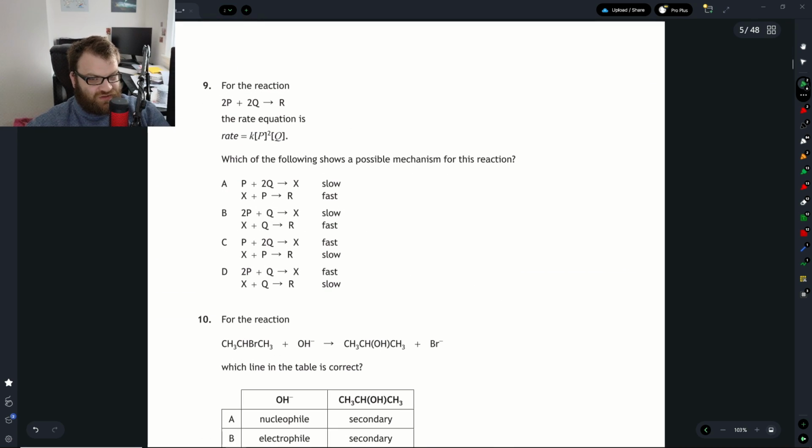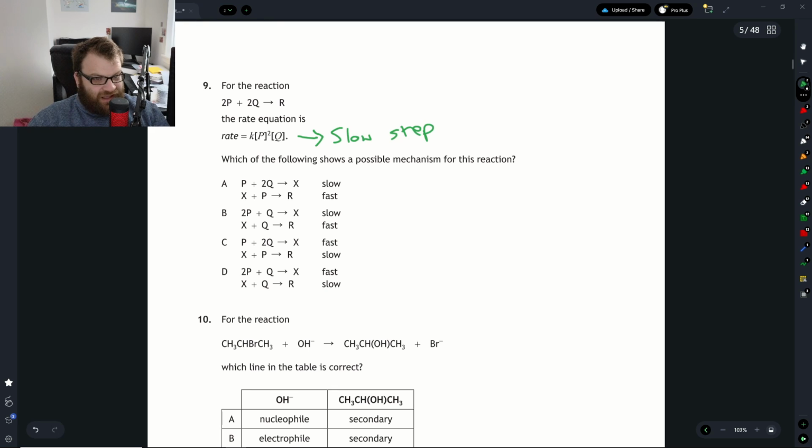On to question number 9. When we're given a rate equation, this tells us the parts that are involved in the slowest step. That means that our slow step has to have 2 P's and 1 Q. That's in our slow step.